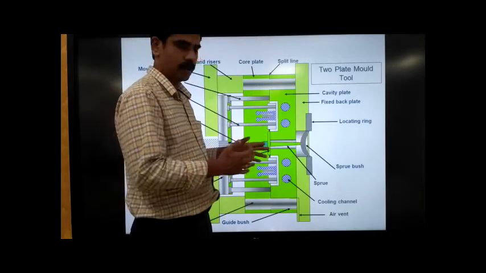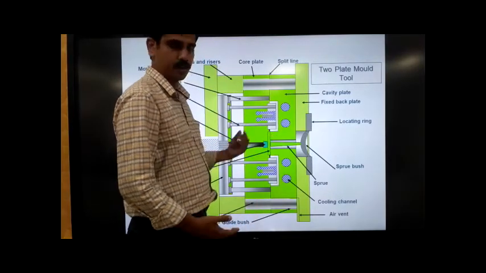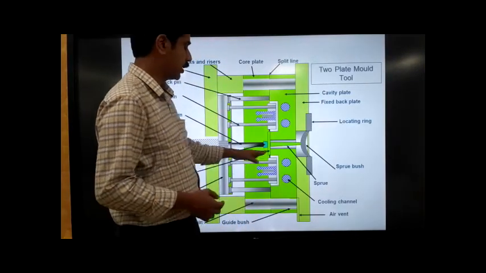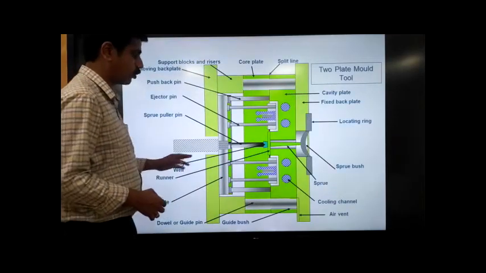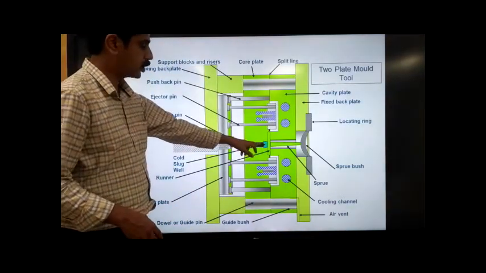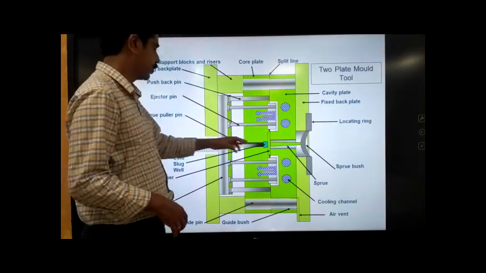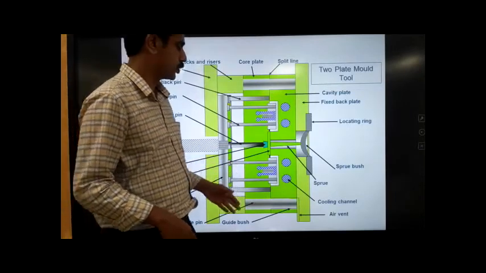So after the product is formed, at the time of mold opening, we need to take the sprue out of the sprue bush. For that, we have a cold slug well, and we also have a sprue puller. Actually, the function of the sprue puller is to pull the sprue out of the sprue bush.